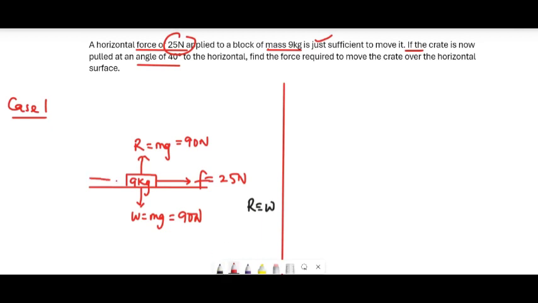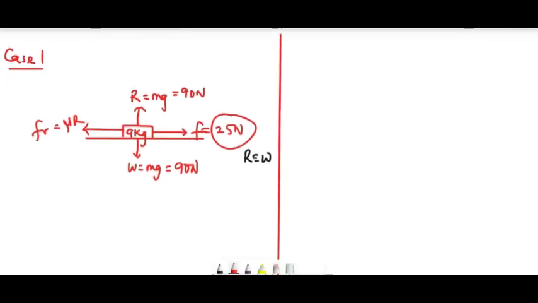Now, opposite this would be your frictional force, right? And your frictional force Fr is equal to mu R. But don't forget that the force here, 25 newtons, is sufficient to move it. So it is likely that the force is equal or greater than the frictional force. If that was the case, can we look for the missing component? The missing component should be your mu. Don't forget your mu is usually between the surface and the block, right? So your mu is the one missing here.